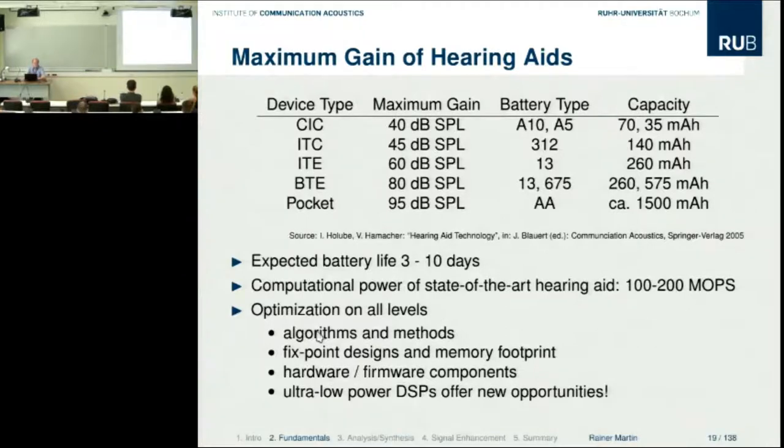So this requires obviously an optimization on all levels. So the algorithms, the methods, you need to deal with fixed point designs. So you don't have a floating point 64-bit arithmetic unit on your processor, but it's all optimized for word length, typically 16 to 20 bits, which also means that you need to re-optimize your algorithms to run under fixed point conditions. Memory footprint, you don't have giga or terabytes of memory, you have kilobytes maybe. And hardware firmware components, and the industry trend is to have more software in these devices and less hardwired functions.